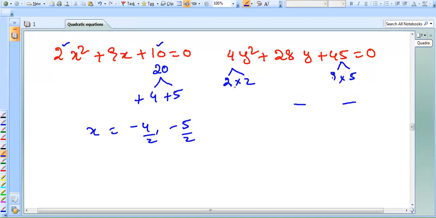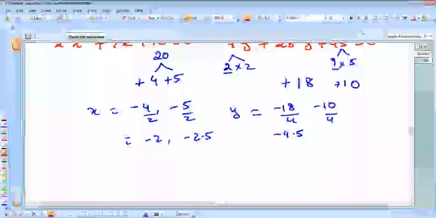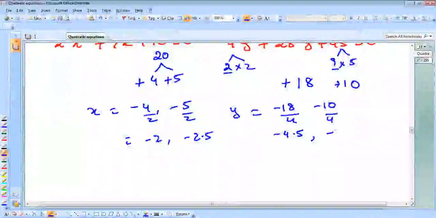How are we writing? 2 9s are 18, I am taking. 2 into 9, I am taking 18. 2 into 5 is what? 10. But here plus 18 plus 10 will give you plus 20. Y value is what? Minus 18 minus 10 by 4 by 4. What is the value? Minus 2, minus 2.5. Minus 4.5, minus 5. 18 by 4, this is minus 4.5. 10 by 4, this is minus 2.5.